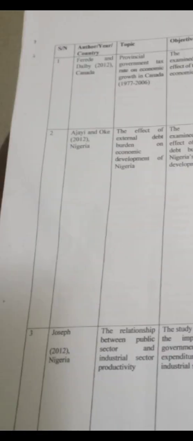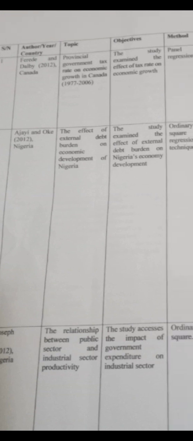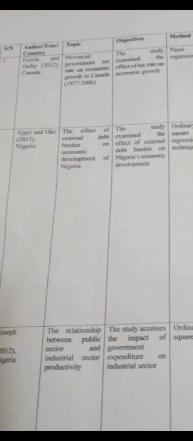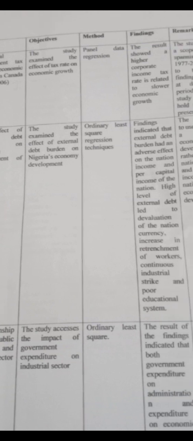You understand? The author here, I hope you can see the names of the author, the year, and the country where those papers were done. You understand? The topic, look at the topic here. Provincial government tax rates on economic growth in Canada. The objectives: the study examined the effects of tax rates on economic growth.